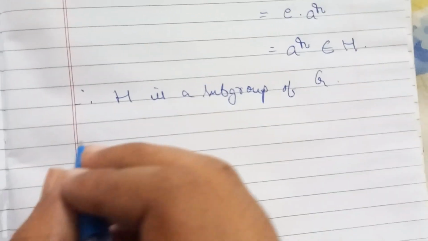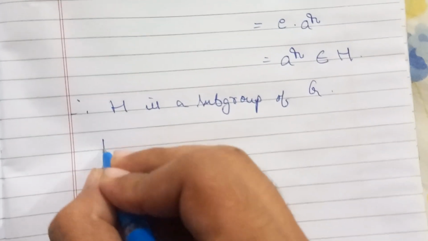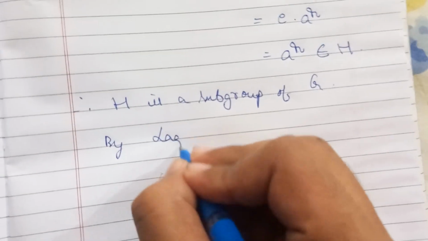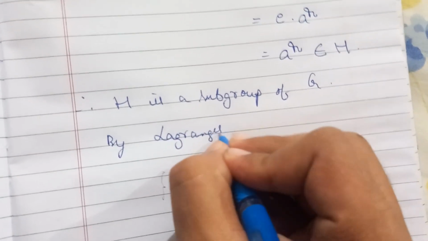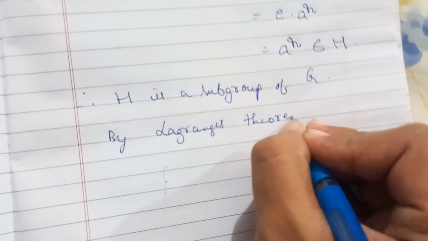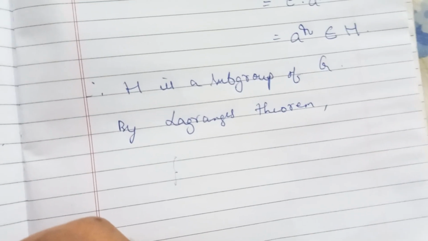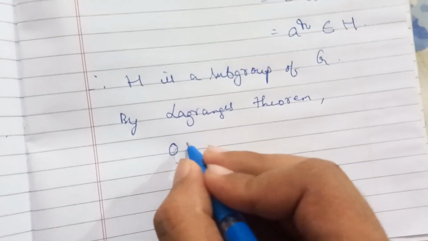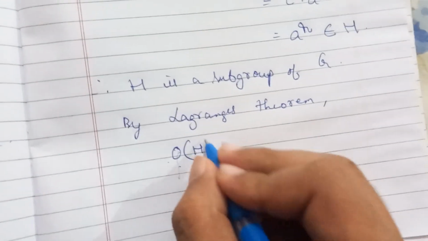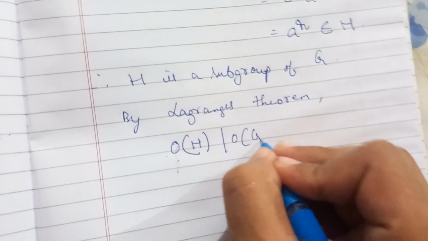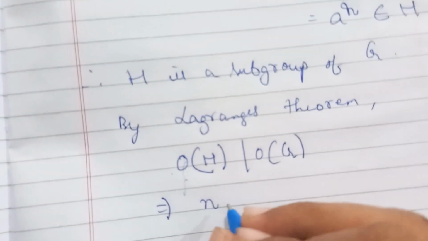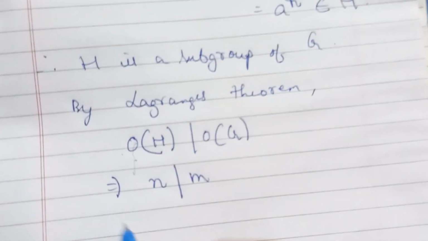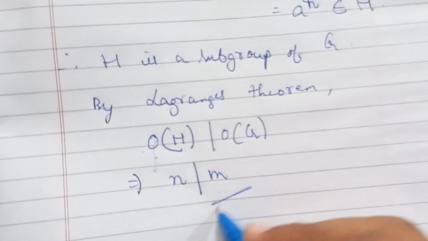So since H is a subgroup, we can use Lagrange's theorem. Lagrange's theorem states that the order of a subgroup divides the order of the group. Here we can see that the order of the subgroup is n and the order of the group is m. So we are left with n divides m. That is the proof.